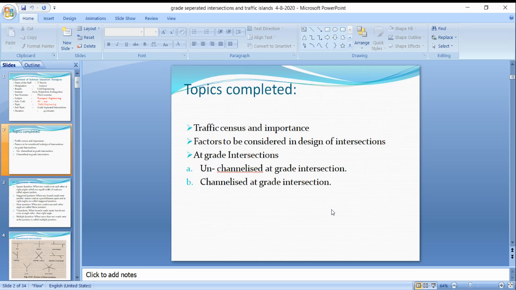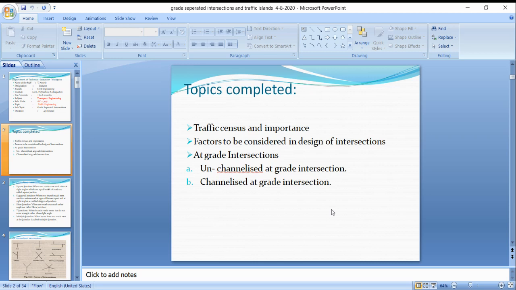Next comes the types of intersections. In that, we have seen at-grade intersections and grade separated intersections. We have already covered at-grade intersections. In that, two subdivisions are there: unchannelized at-grade intersections and channelized at-grade intersections. We have covered these two. In unchannelized, we have seen different types, and I have listed them again here. Today we are going to discuss grade separated intersections in depth.